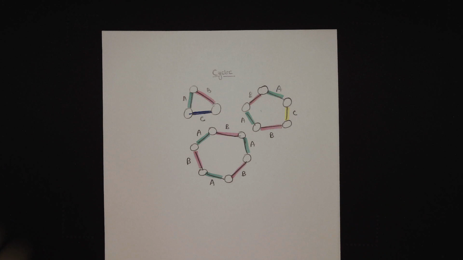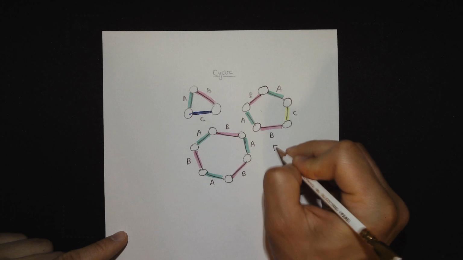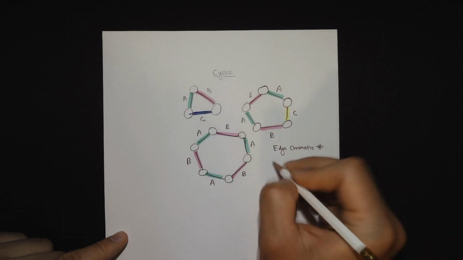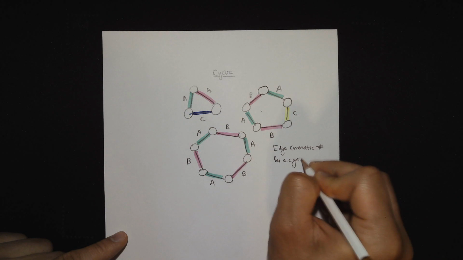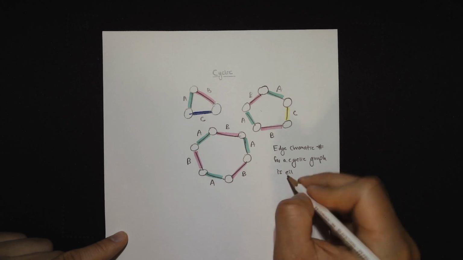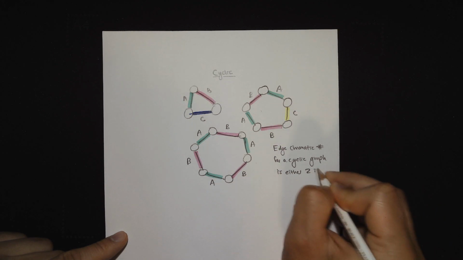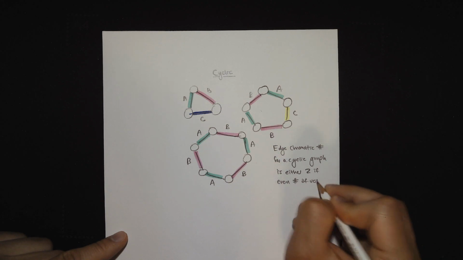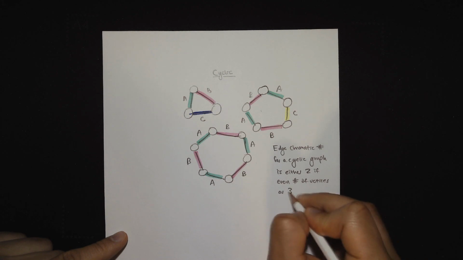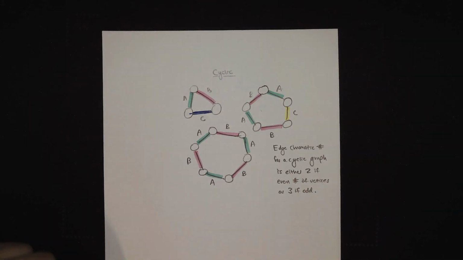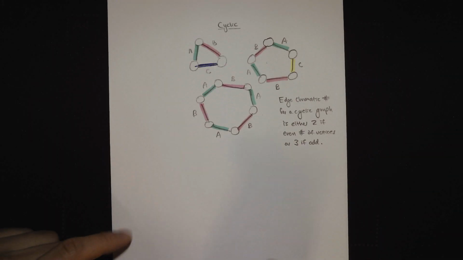Okay, so in general, we're not going to provide a rigorous argument for this, but the edge chromatic number for a cyclic graph is either 2 if even number of vertices, or 3 if odd. Alright, so that handles that graph family.